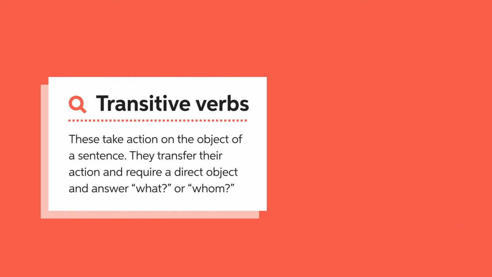First, let's take a look at transitive and intransitive verbs. The distinction between transitive and intransitive verbs lies in their reliance upon other words in a sentence. Transitive verbs take action on the object of a sentence. They transfer their action and require a direct object and answer what or whom. For example, Paige threw the ball. Derek answered the phone.